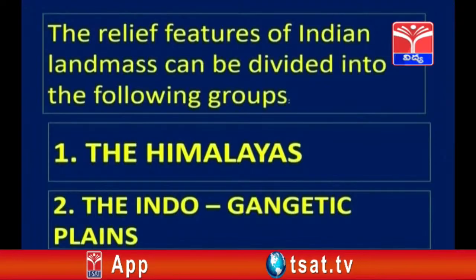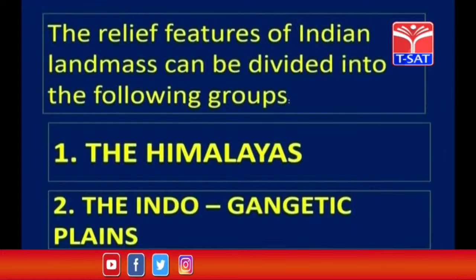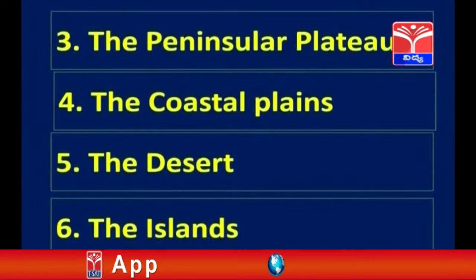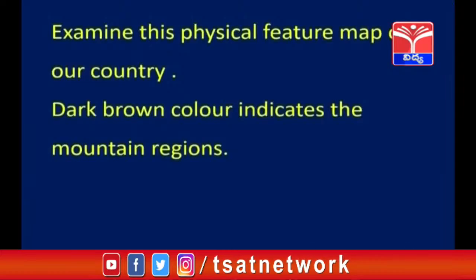Let us see the relief features of Indian mainland. It is divided into the following groups. The first one is the Himalayas. The second one, Indo-Gangetic plain. The peninsular plateau is the third one. Fourth one, coastal plains. Fifth, the desert. And the last one, sixth one, is the island group.